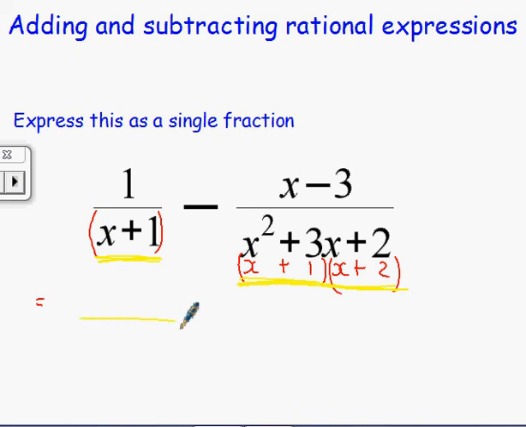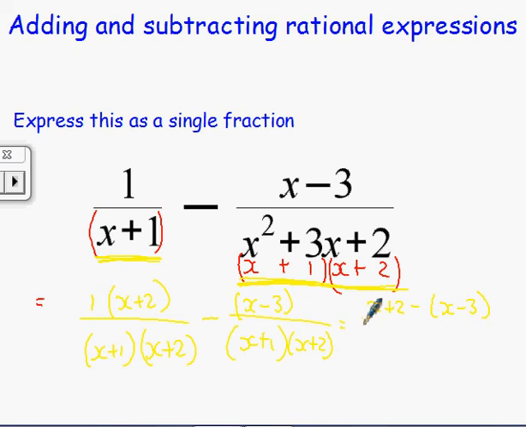Okay, so if I look at the first fraction, I've got x plus 1 on the bottom and just 1 on the top. So I'm going to multiply top and bottom by x plus 2. Looking at the second fraction, I've already got the common denominator I was looking for. Now you would just add, or as in this case subtract, the top terms: minus x minus 3, over x plus 1, x plus 2. That leaves me with x minus x disappears, and 2 minus minus 3 gives you 5. Okay, that's that one done.